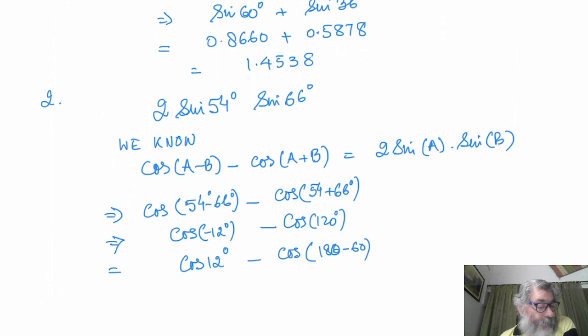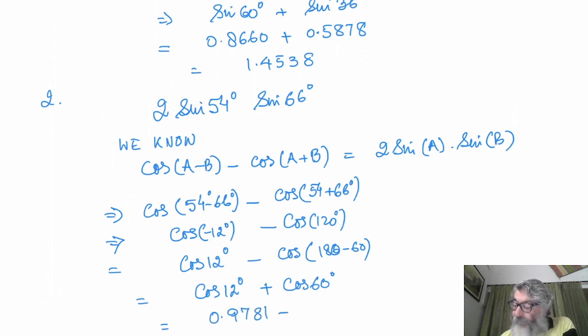Cos 180 minus 60. So it will be cos 12, and cos 180 minus 60 is cos 120. Because it is in the second quadrant, where cos is negative, it will become cos 60 degree plus cos 12. The value of cos 12 is 0.9781, which I have seen from the table, and cos 60 is 0.500. It is cos 60 is 1 upon 2. So 1.4781.